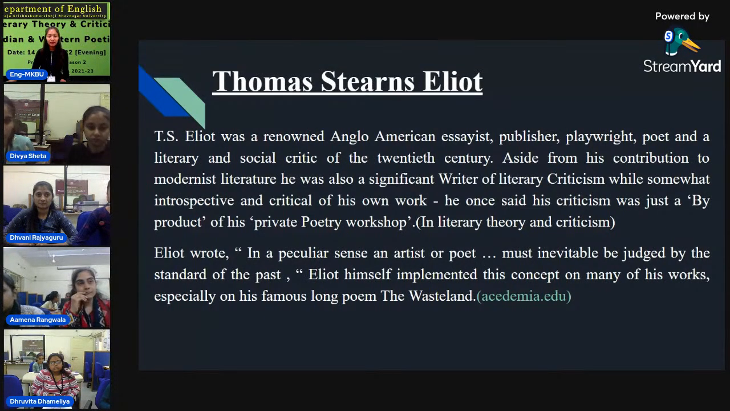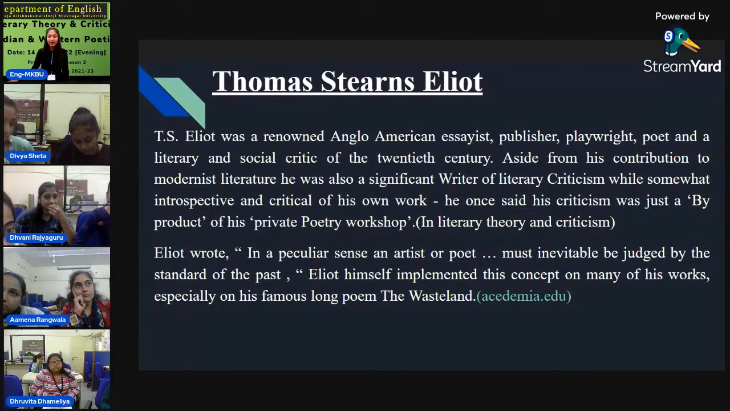Eliot wrote that in a peculiar sense, an artist or poet must inevitably be judged by the standard of the past. Eliot himself employed this concept in many of his works, especially in his famous long poem, The Wasteland.